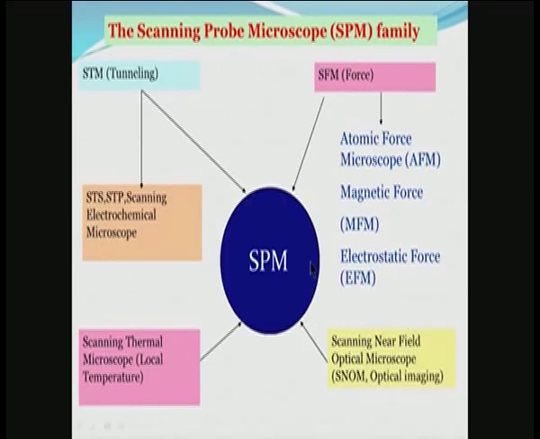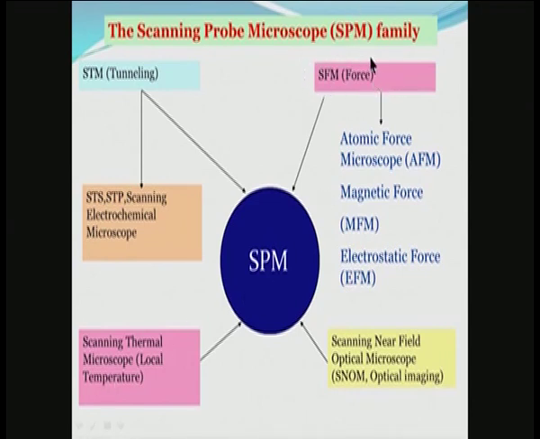So, what is shown here is the range in the scanning probe microscope family. The original one, the scanning tunneling microscope, from which eventually AFM was born. So, you have the scanning tunneling microscope, you have the electrochemical microscope which can make measurements in solution medium, and the scanning thermal microscope where imaging of local temperature is done.